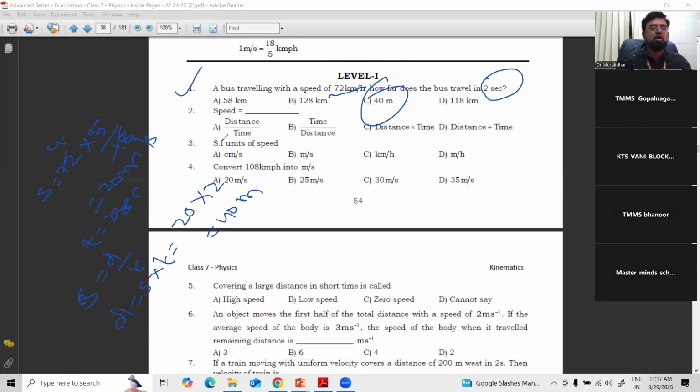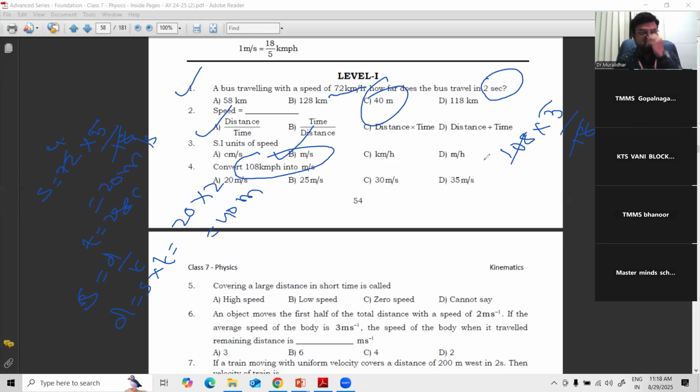So speed is equal to distance by time. The SI unit of speed is meter per second. Simple. Convert one, see, very important. Convert 108 kilometer per hour into meter per second. So 108 into 5 by 18. 18 sixes are 108. 5 sixes are 30. 30 meter per second.